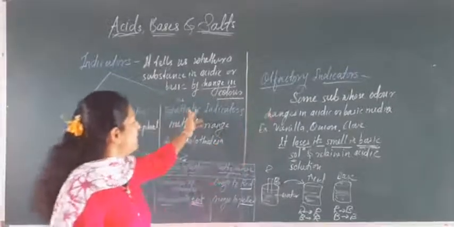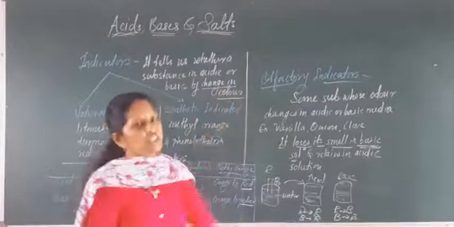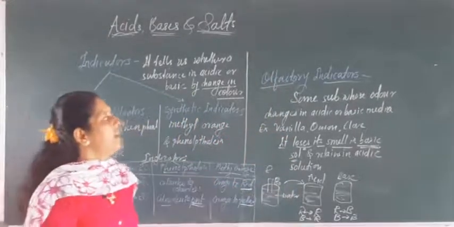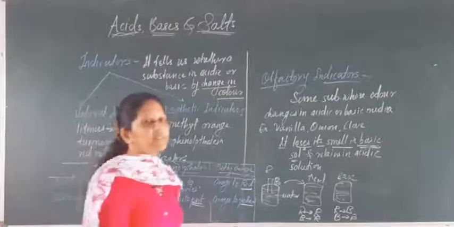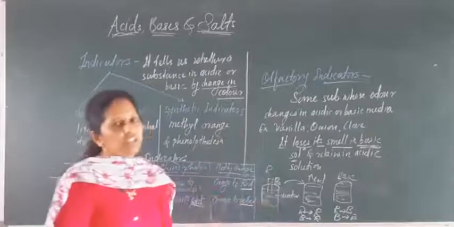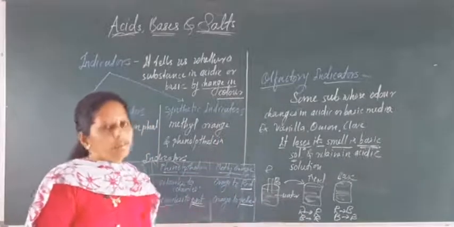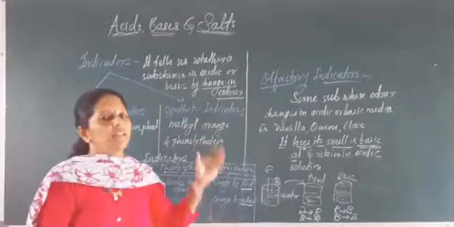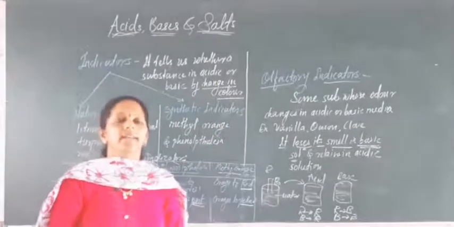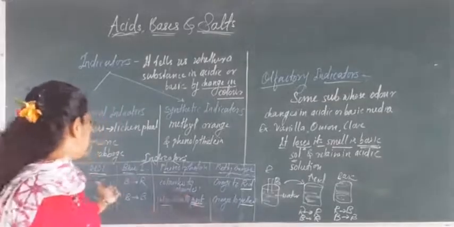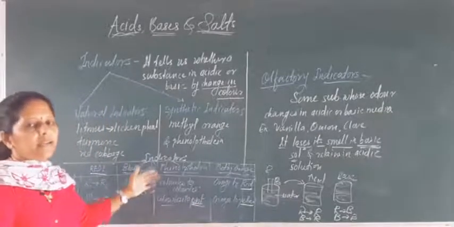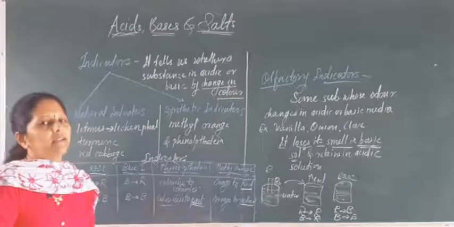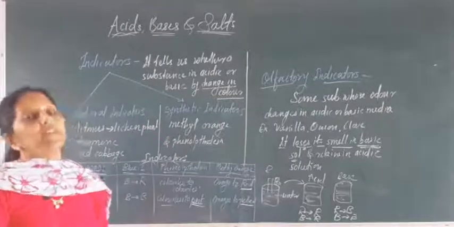Natural and synthetic indicators are identified with the help of a change in the color of the substance, but another kind of indicator is the olfactory indicator. Olfactory indicators are substances that lose or change their odor in an acid or basic medium. So we saw the introduction to acids and bases, what indicators are, which types of indicators are present, how different indicators behave in acidic and basic solutions, and also the behavior of an olfactory indicator in acidic and basic solutions.